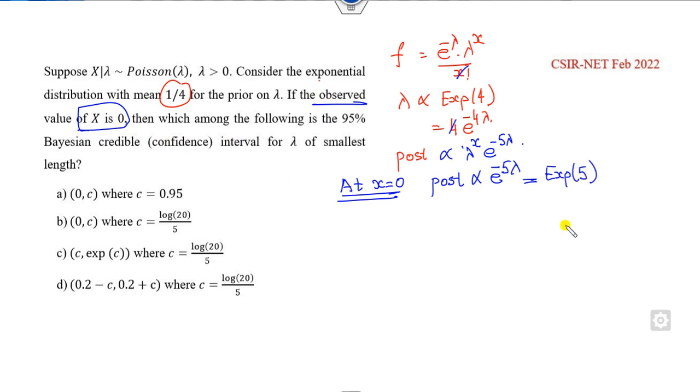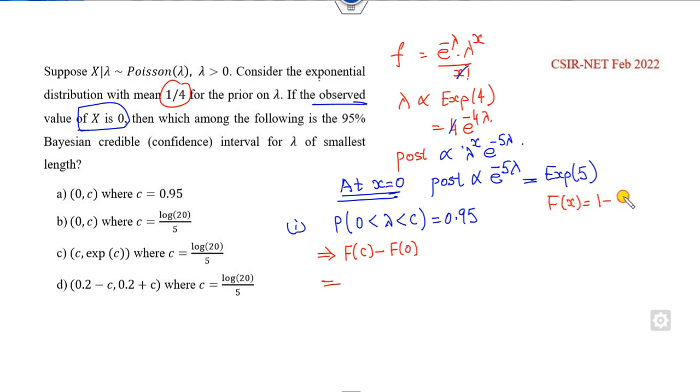Then which of the following is the confidence interval? Very simple. You can start from here. Fine. It comes to be 0.95, where c is my. Okay, so because it's exponential distribution, I can write it in terms of the CDF. What is the CDF of the exponential distribution? 1 minus e raised to power minus 5x. So if I start from here, it is 1 minus e raised to power 0. So it's a 1, it cancels out, it's 1 minus e raised to power minus 5c.